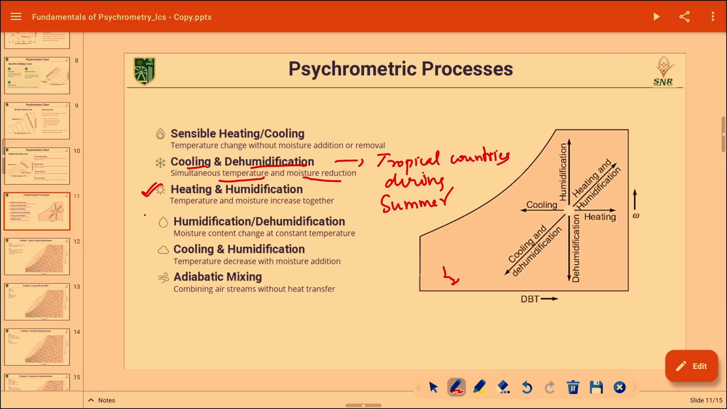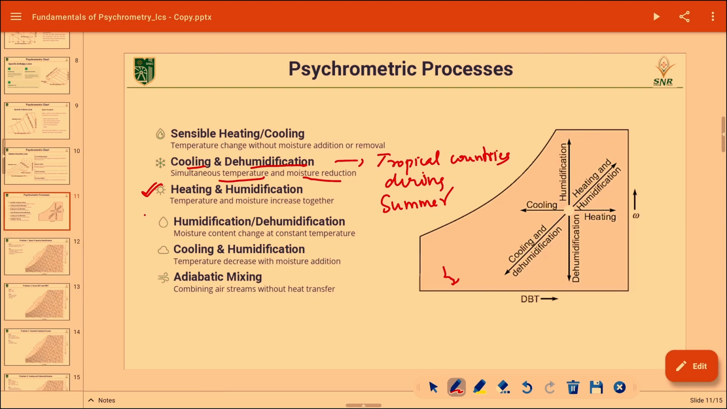The next process is humidification. Humidification is adding moisture content to the air without changing the temperature. Dehumidification is just the opposite, vice versa: without raising or lowering the temperature, reducing the moisture content.